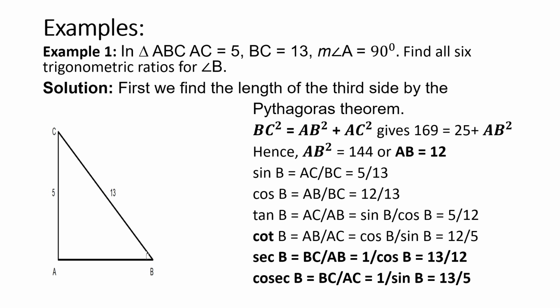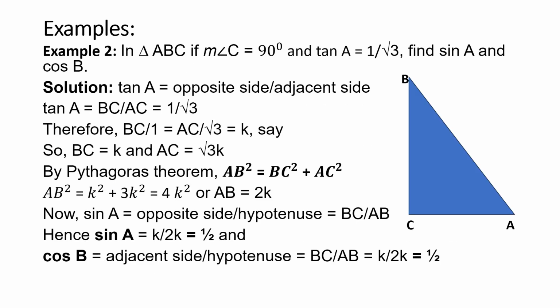Sec: again, I told you S, and for sec it will be C. So sec B is 1 upon cos and cosec B is 1 upon sine. So when you put those values, you get sec B as 13 by 12 and cosec B as 13 by 5. Example 2. In triangle ABC, if measure of angle C is 90 degrees and tan A is 1 upon root 3, find sine A and cos B.